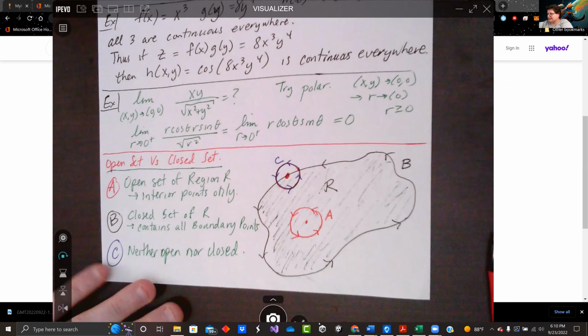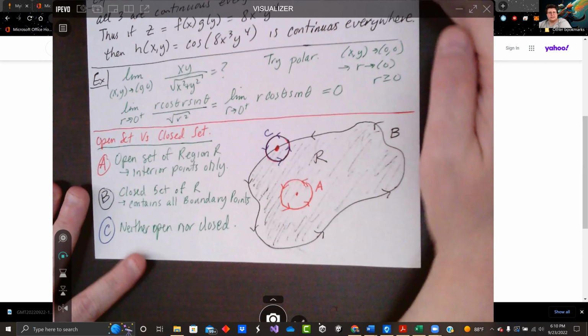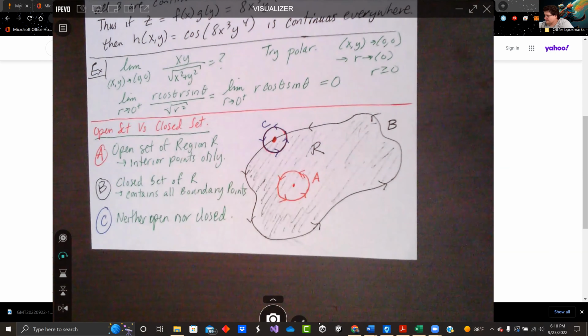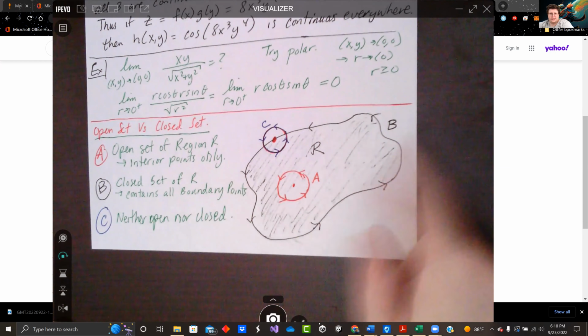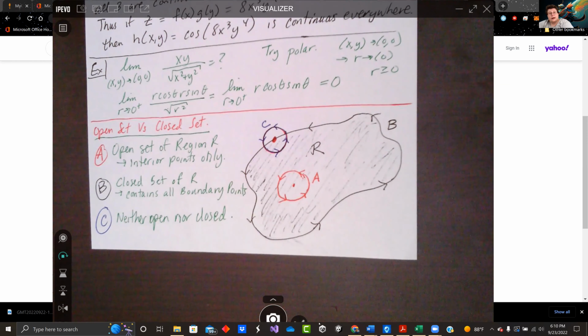Something we'll need in the next section. It talks about open sets versus closed sets. So I've got some region here, R, that I've got shaded lightly in red. And we call a set open if everything inside of it is just interior points. So that's my A picture here. I have all the interior points. I don't have anything along the boundary of R. The boundary of R is that curved line B.